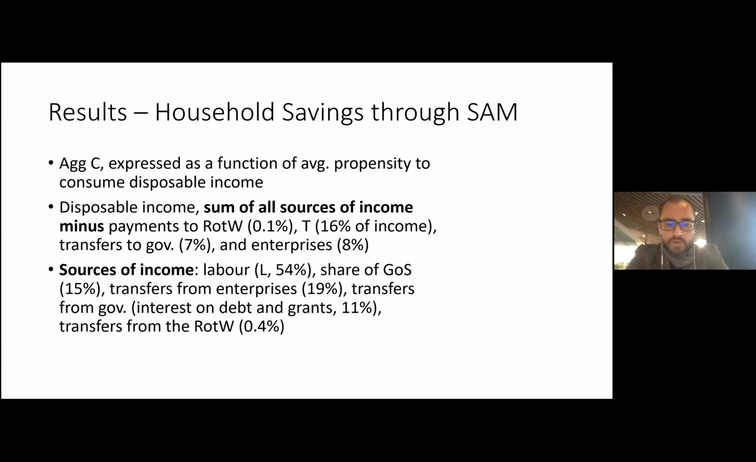So sources of income here are labor, 54%, gross operating surplus, 15%, transfers from enterprises, 19%, transfers from government, that's interest on debt, and of course grants, 11%, and transfers from the rest of the world, 0.4%. I probably could have left that out, but I like trying to keep it as accurate as possible, so I kept it in. So then, of course, if I deduct now payments to the rest of the world, taxes and transfers to government and enterprises from all the sources of income, then of course I get household savings.